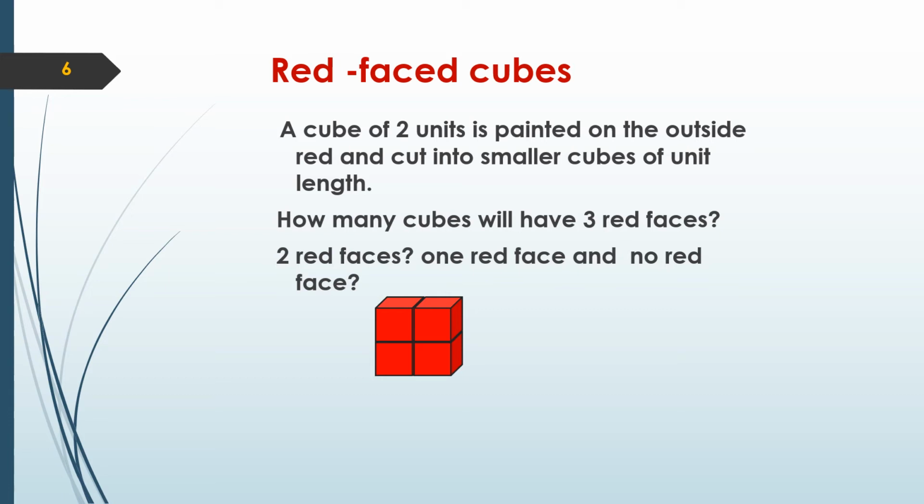Now, a cube of 2 units is painted outside red and cut into smaller cubes of unit length. So all the 8 cubes will have 3 red faces. There will be no cubes with 2 red faces, 1 red face, or no red face.